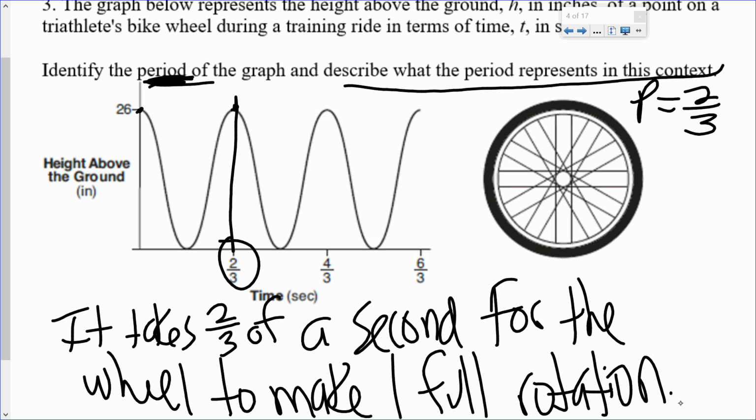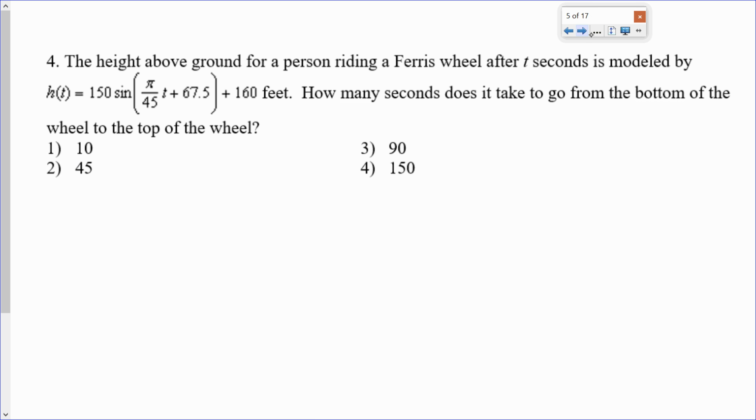That's it. Again, period, it's really important that you understand what period is. It's just the wavelength. It's how long it takes to make one full cycle. The first full cycle ends at 2/3. And period is how long it takes to make one full cycle. In the context of this problem, one full cycle is one full rotation of the bike tire.